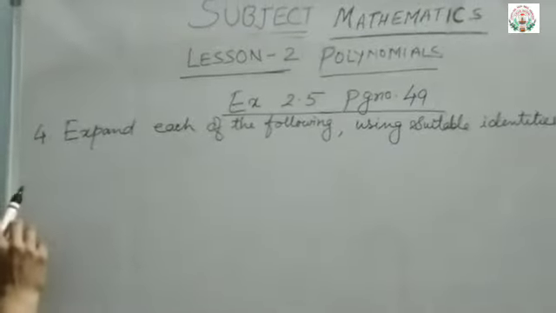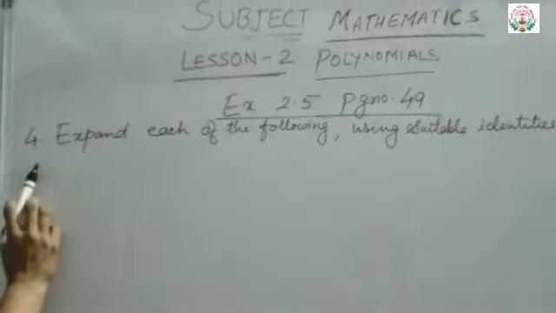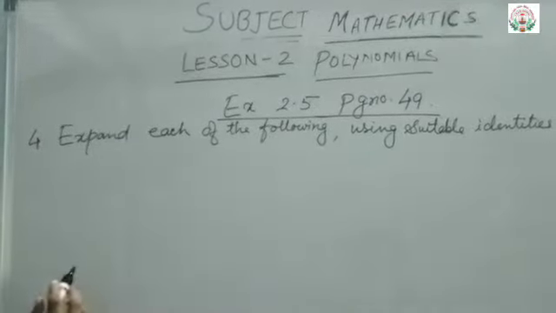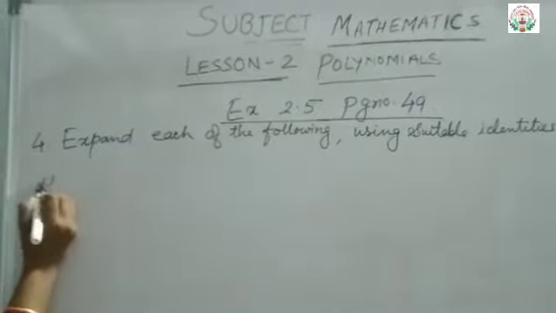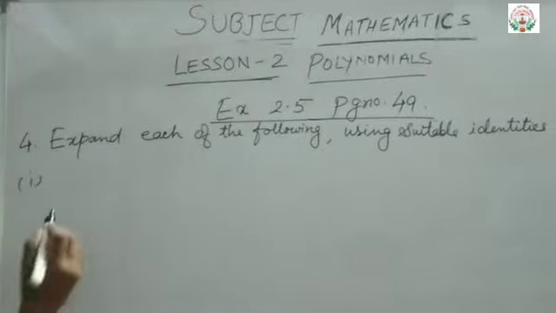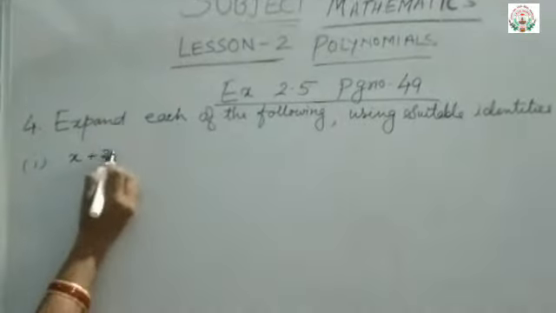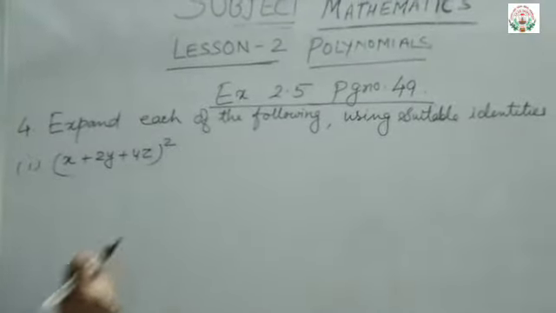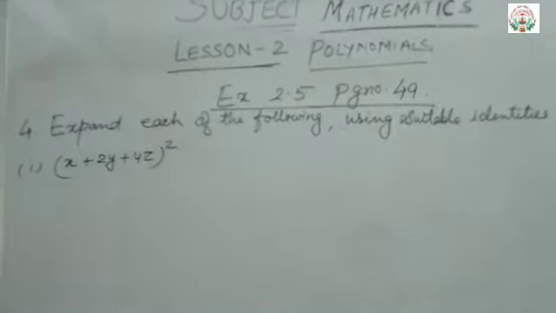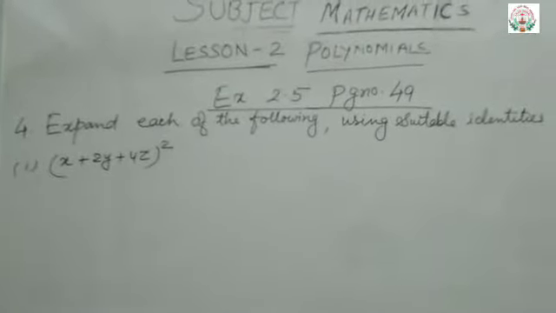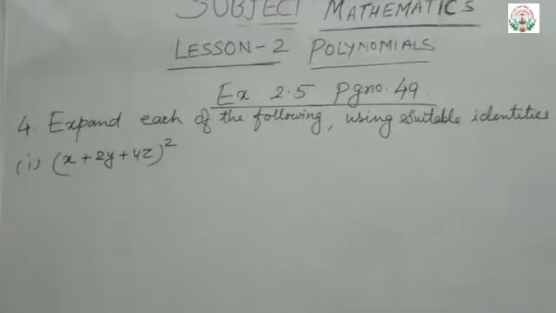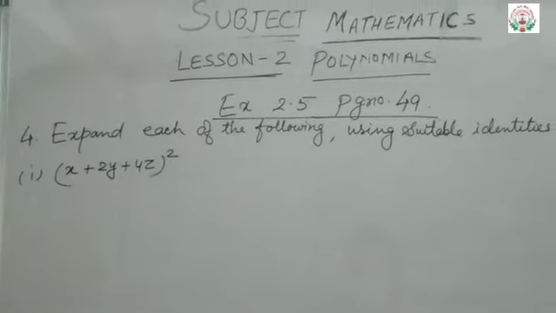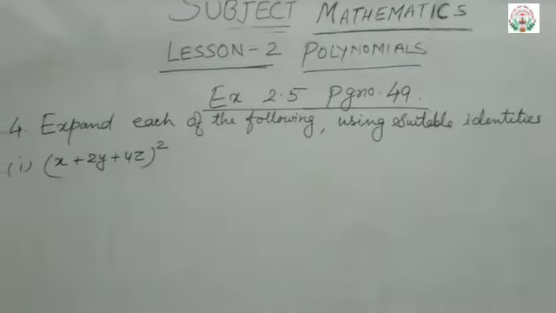Now let us have question number 4, that is expand each of the following using suitable identities. Our first question, our fourth one is x plus 2y plus 4z. You all might be knowing in the previous class I gave you 10 formulas of this. Okay, 10 formulas of polynomials. You have to learn by heart all those things to solve these questions.